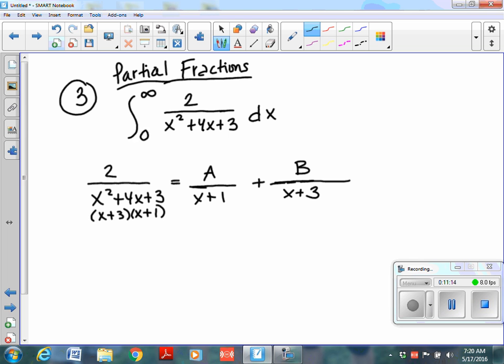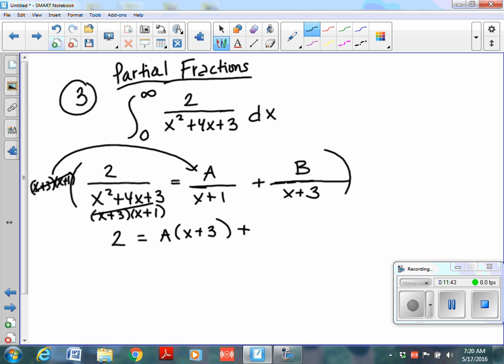So what are we doing? We're taking the full fraction and breaking it up into two fractions. You're going to multiply all of this by x plus 3, x plus 1. When you do that, these two cancel each other out, so you're left with just a 2 on the left-hand side. When you multiply this by the second fraction, the x plus 1s cancel out, but you're still going to have an a and an x plus 3. And when you do this times this, the x plus 3's cancel out, and you're going to have a b with an x plus 1.